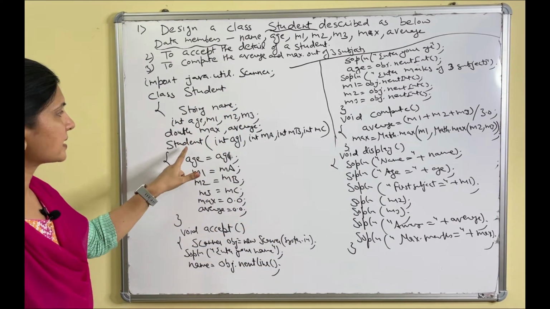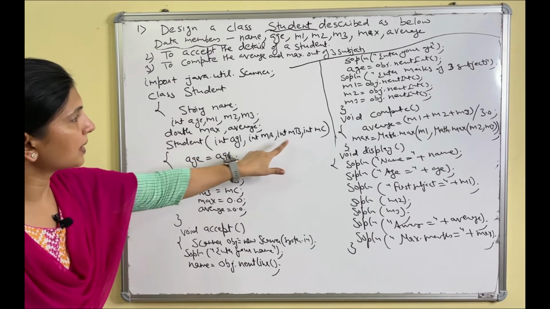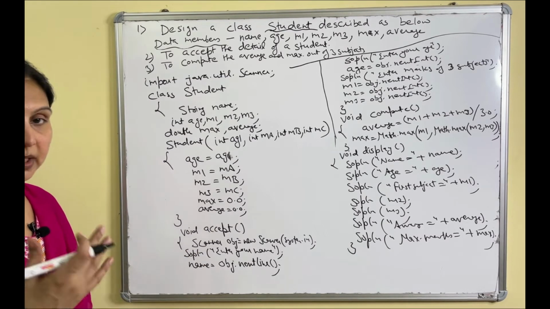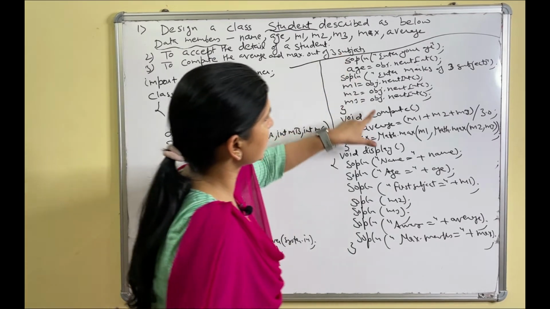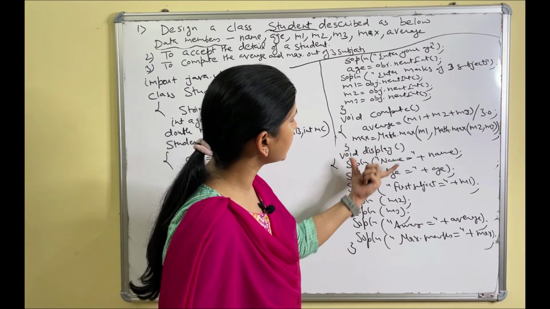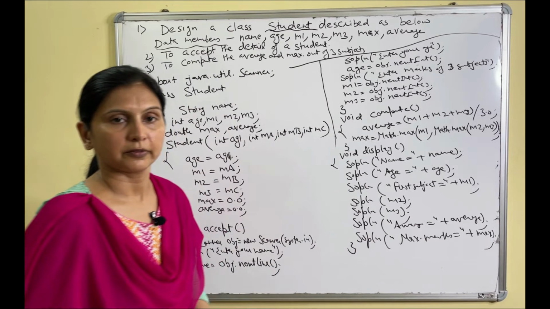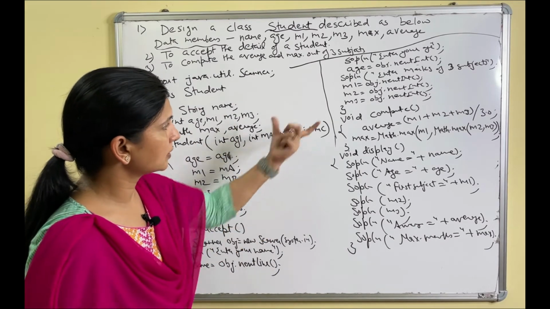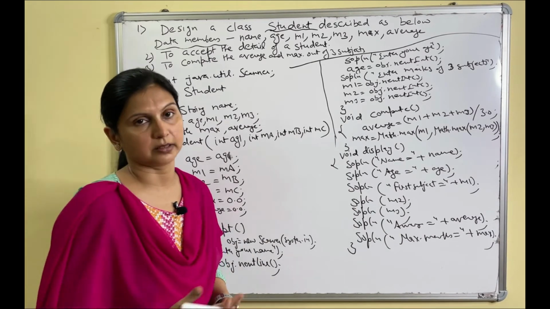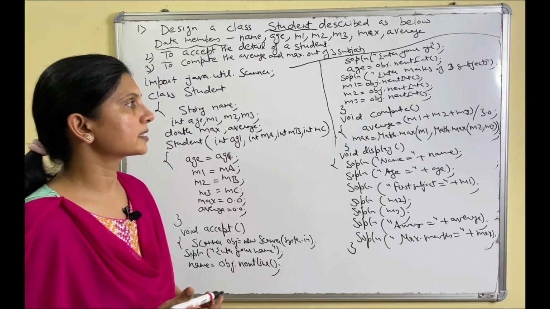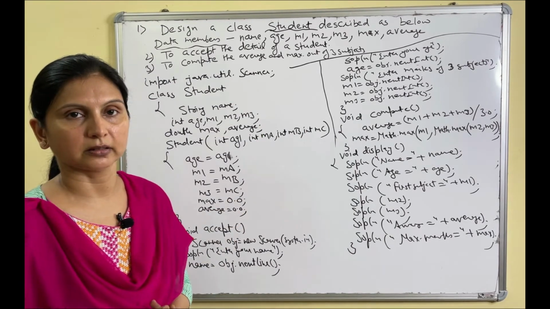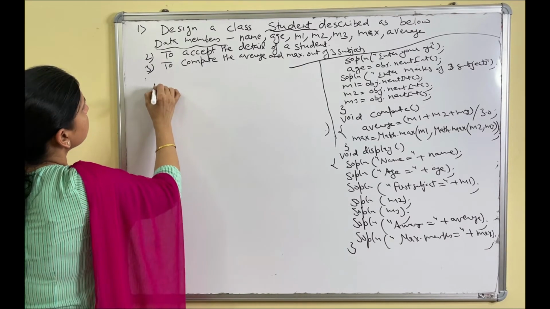First is the parameterized constructor, that is Student, in which we have passed these variables. Then the second method, void accept, in which we have accepted the details of the student from the user by using the Scanner class. Void compute, we have computed the average and maximum marks, and in display we have displayed all. Fine. So it was asked in the question to design these 4 methods, right? Now the last is to use the main method to invoke these methods. Now we will make the main method.